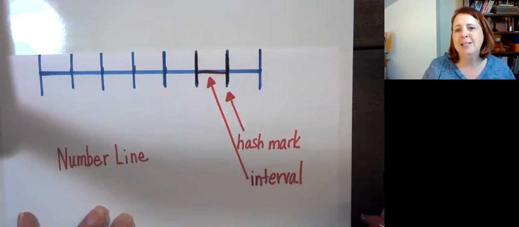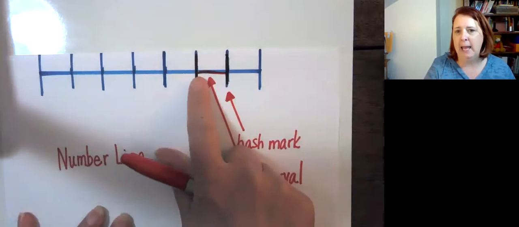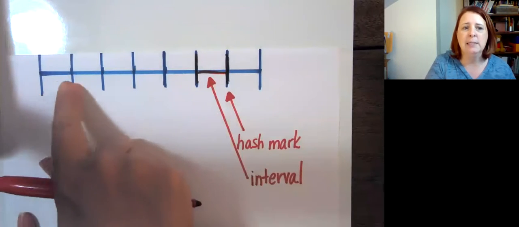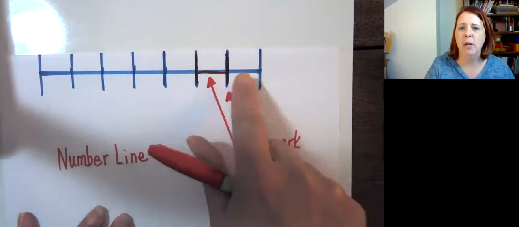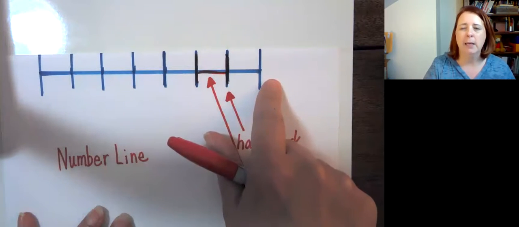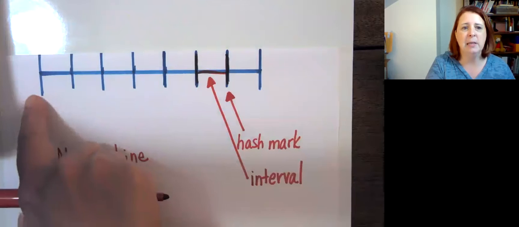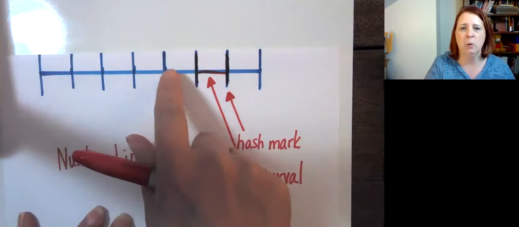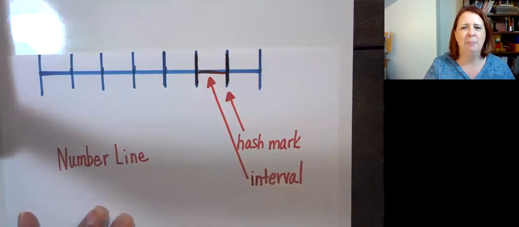What we're going to be doing today is looking at that interval, or the space that's in between, because some of these hash marks are going to have numbers, but this doesn't mean that this is starting at 0 and this is 1, 2, 3, 4, 5, 6, 7. That'd be way too easy. This isn't first grade. This is second grade, soon to be third grade.